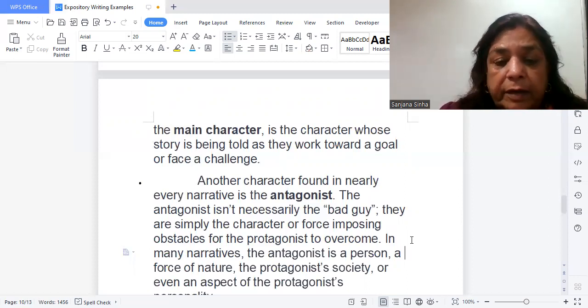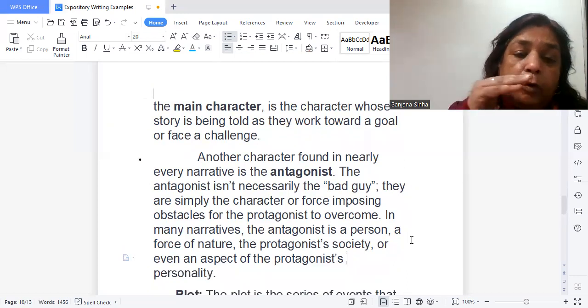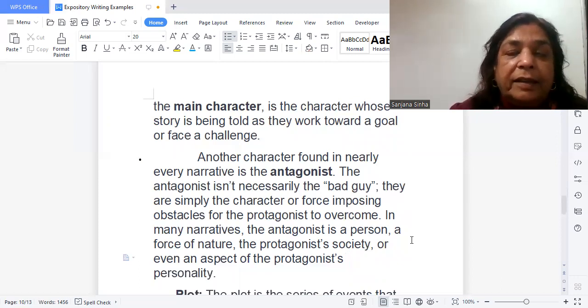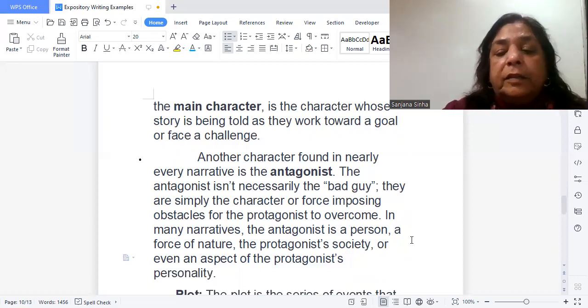And in many narratives, the antagonist is a person. It can be a force of nature, like the rain spoiled everything. The protagonist's society, or even an aspect of the protagonist's personality. So it can be nature or it can be a person. So what you knew: protagonist and antagonist. Somebody who is a main character and somebody who is posing problems for the main character.